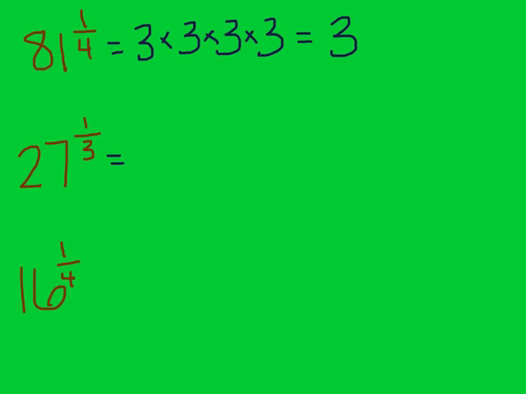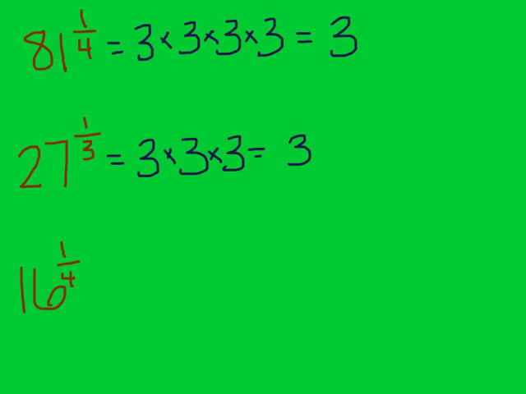27 to the 1/3. So what number multiplied by itself 3 times equals 27? 2 times 2 is 4, times 2 is 8. 3 times 3 is 9, times 3, 27. So again, our answer, because 3 times 3 times 3 equals 27, would be 3.